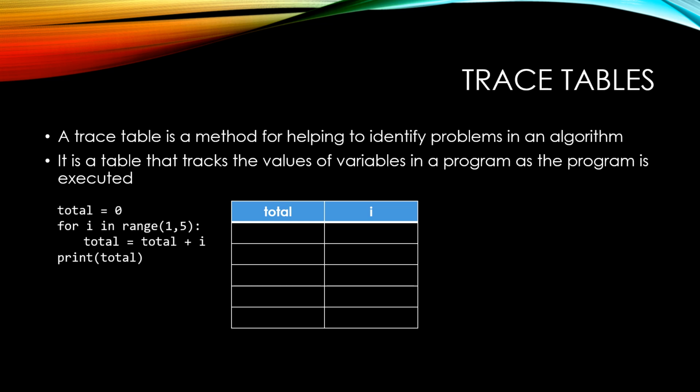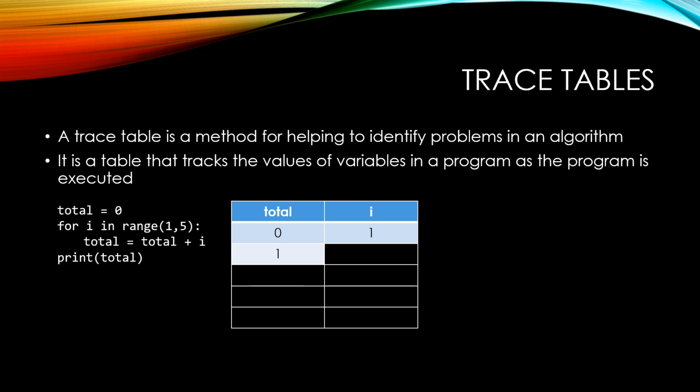Let's take a look at an example using this basic Python program. This program has two variables, total and the temporary variable in the for loop, i. So we're going to track each of these. The first thing that happens is total is given a value of 0. Next, i gets its first value, which is 1. Then total becomes total plus i, so it becomes 1.